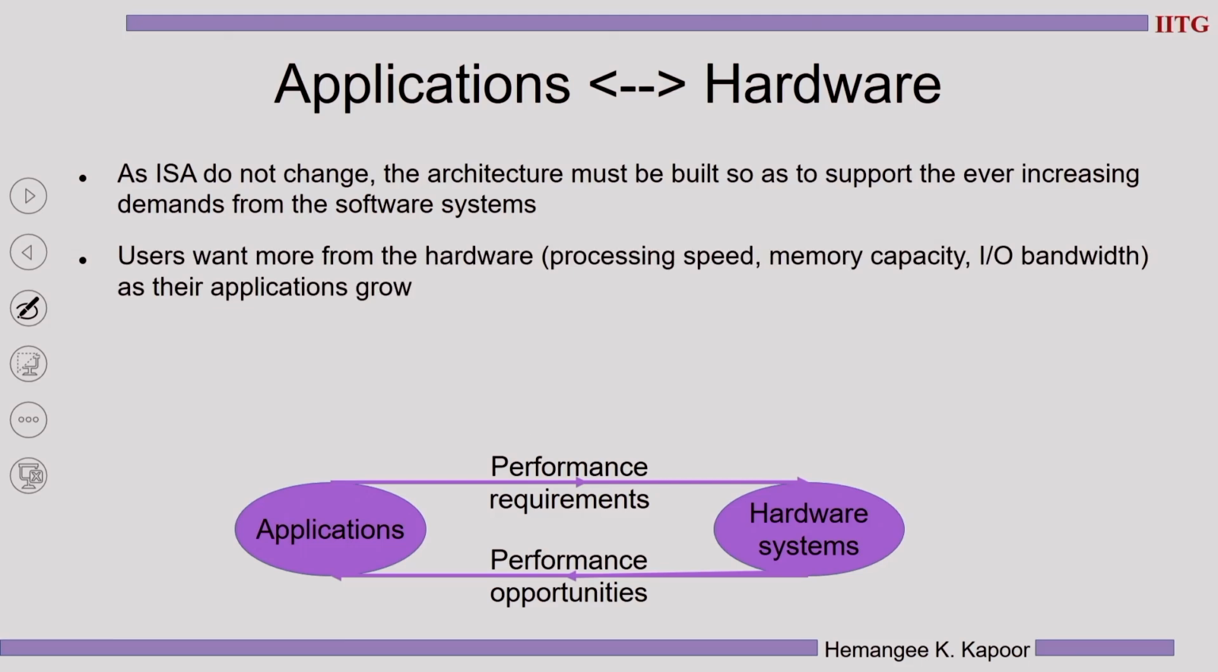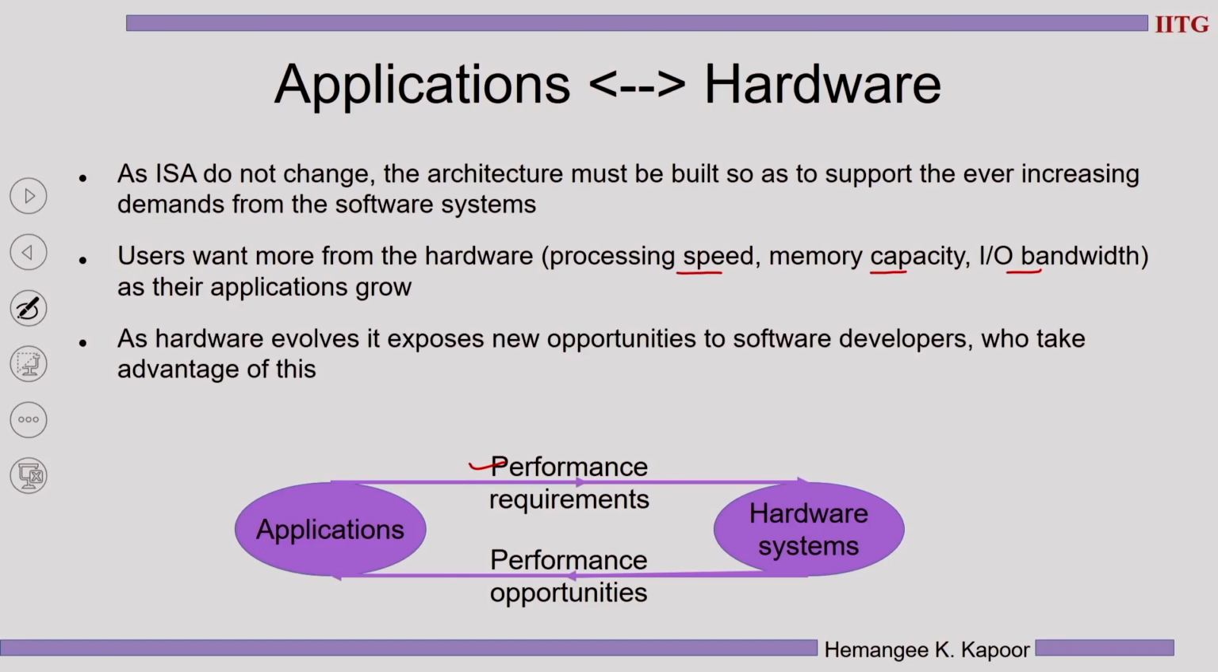and more IO bandwidth. So users started demanding this, and therefore the applications demanded more performance. So what was the performance requirement? We required more speed, we required more capacity and more IO bandwidth. So this was the requirement from the software. So the hardware had to come up with ideas to support this.